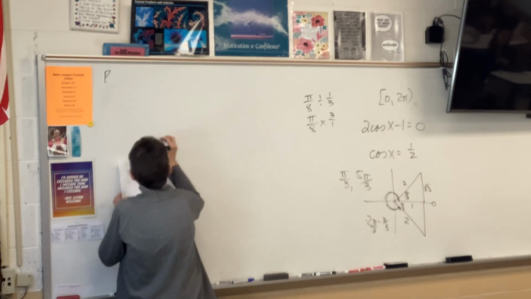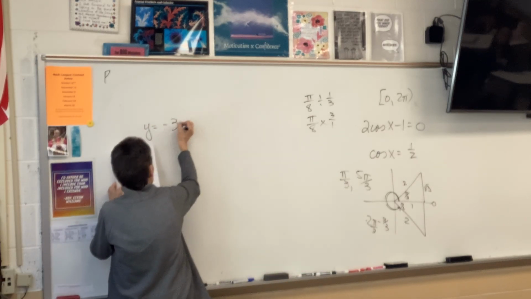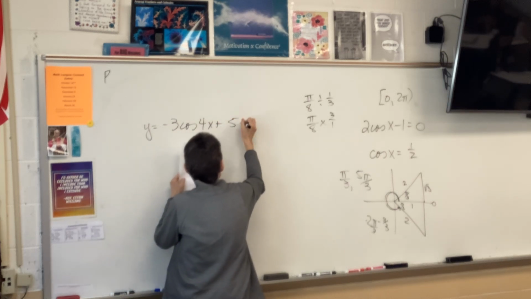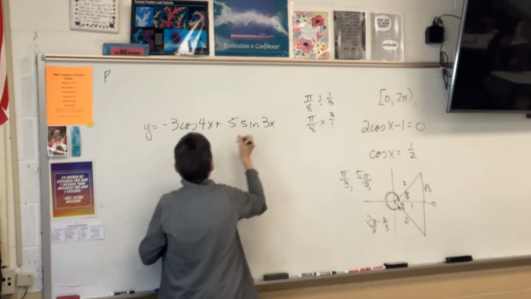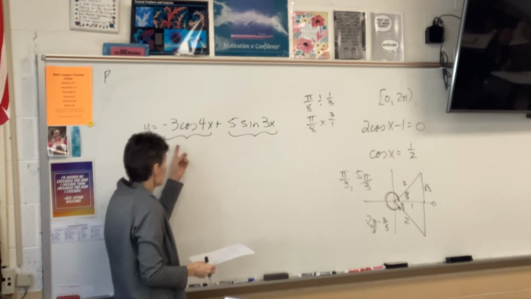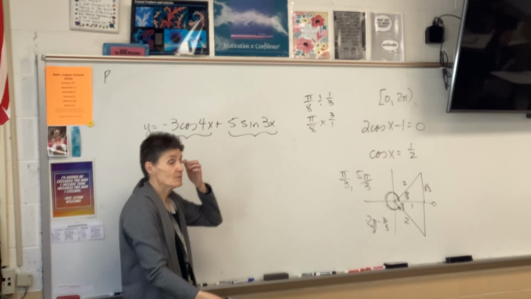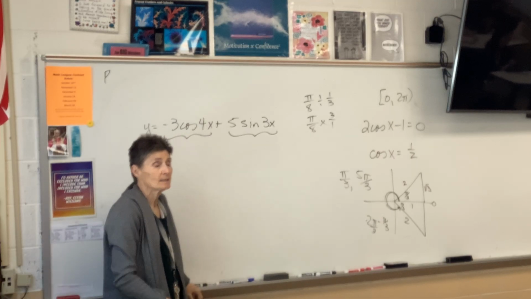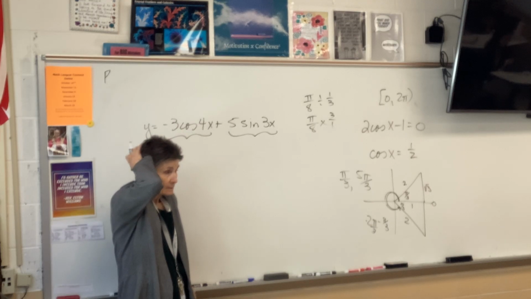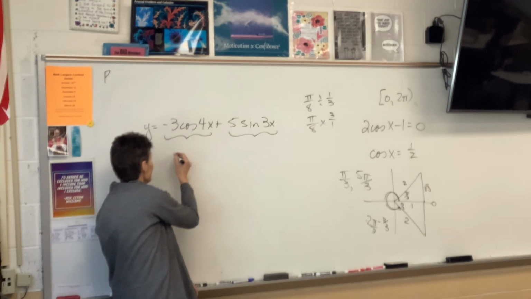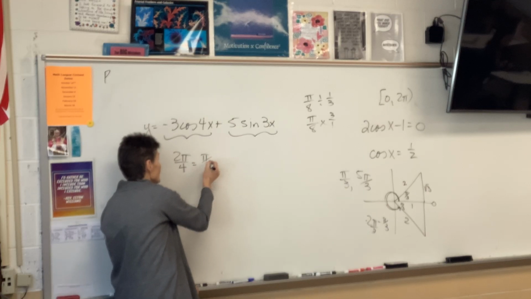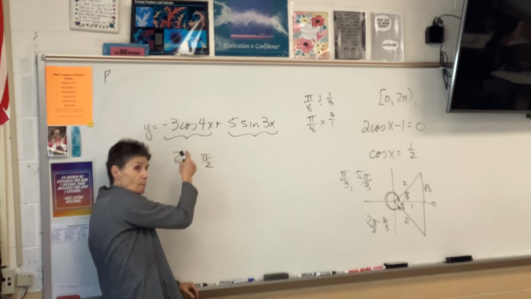So the two pieces are -3 cosine 4x and 5 sine 3x. So we find the period of each piece. This is a cosine, that's a sine. The standard period of sine and cosine is 2 pi. So 2 pi divided by 4, which is pi over 2. So the period of this one is pi over 2.